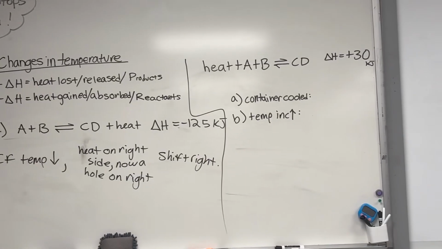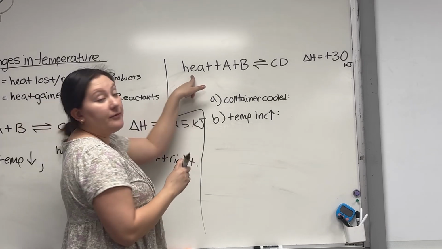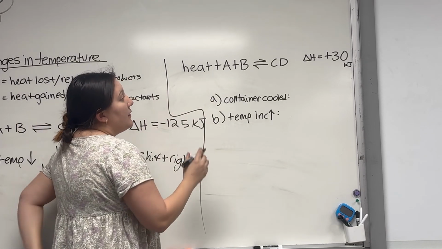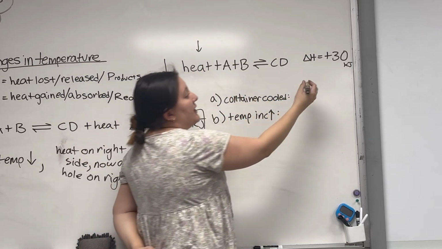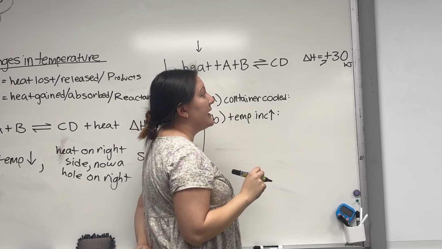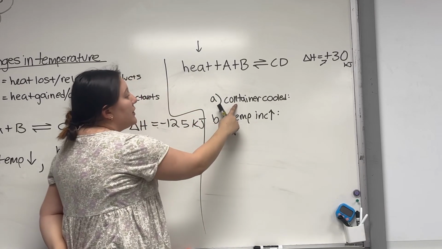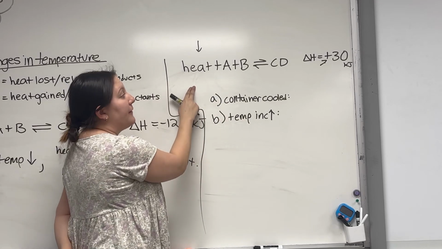Okay, just wrote another one up there. All right, so for this one, we have heat as part of our reactant side this time. That's how this one differs from the one you just did. So heat is on the reactant side, and we also can tell that we have a positive delta H there telling us that it's endothermic, right? It's being absorbed, all of that. So if I cool the container down, I'm effectively taking away heat from the left side.